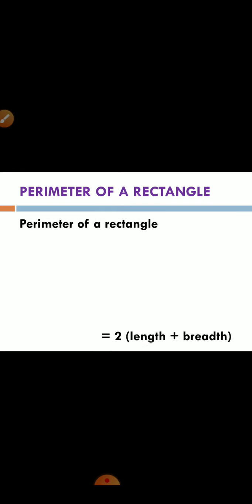Now the perimeter of a rectangle. In a rectangle you know that opposite sides are equal. So the perimeter of a rectangle will be 2 into (length plus breadth). Why? Because the opposite sides are equal, so 2 times we will write length and 2 times breadth. So it will give you 2 into (length plus breadth).